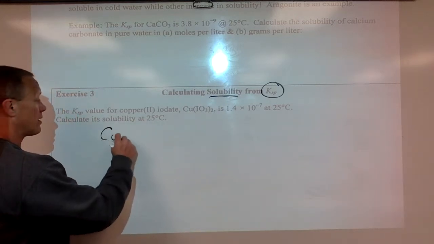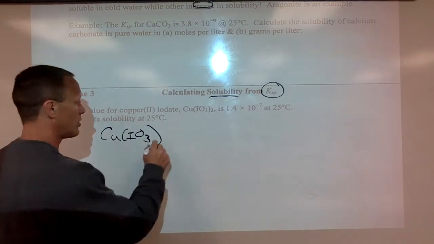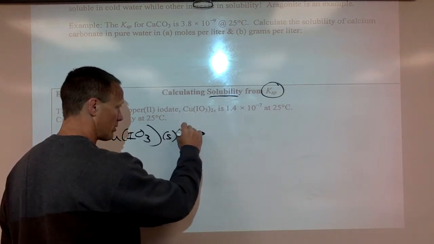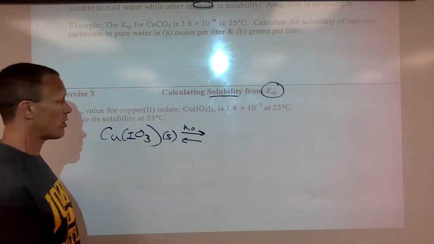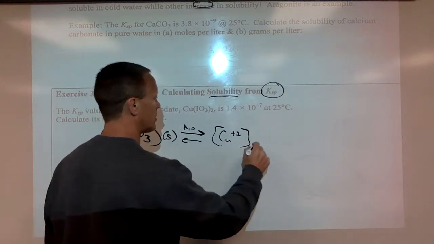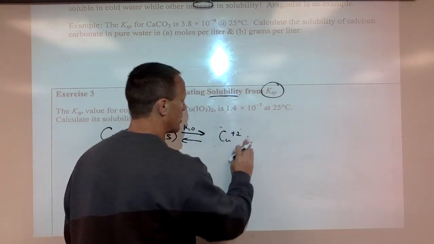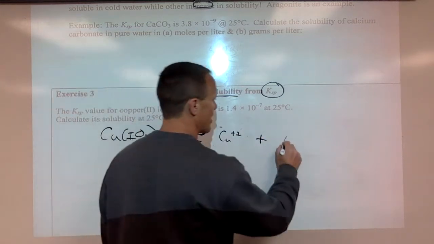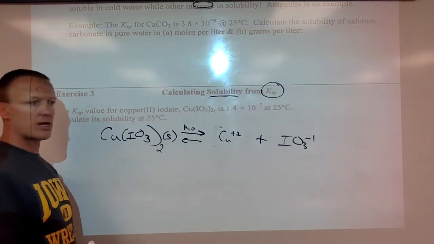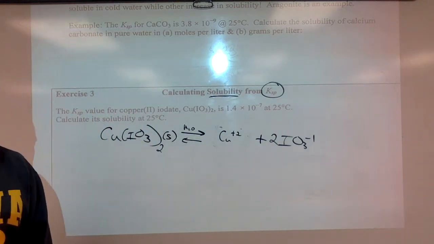So first thing, I always show how it dissolves. Okay, every time I make you do that. I don't usually make you show solid, liquid, gas, aqueous, but we're putting this in water, so know what's going on here. Putting that in water, it's splitting apart into copper 2+ ions plus some iodate ions, which are IO3 -1. And there is a 2 out there. I forgot to put that out there. So that means for every 1 mole of copper ions, there's 2 moles of iodate ions.